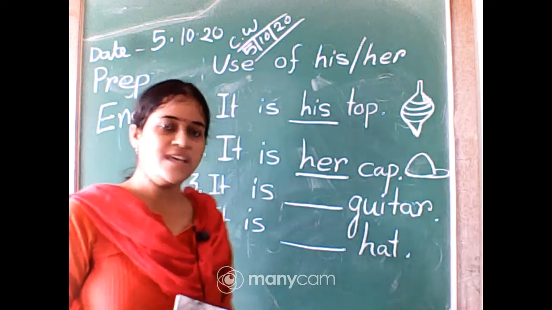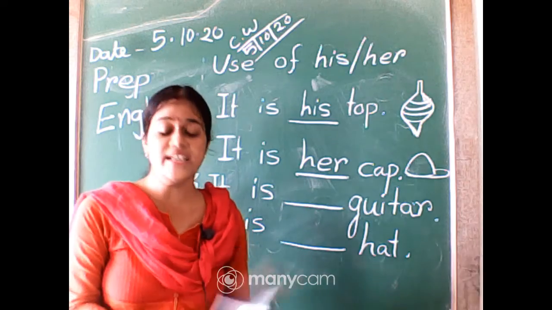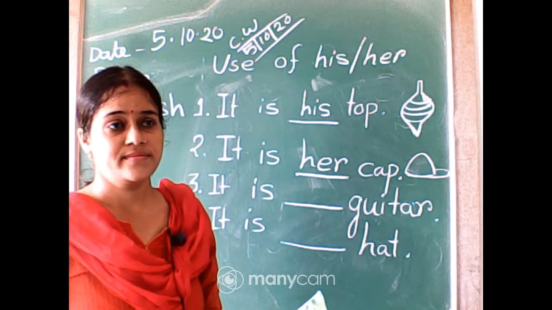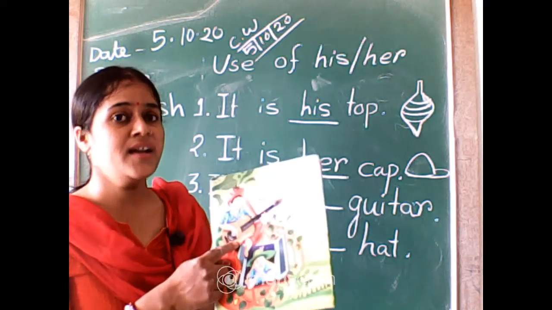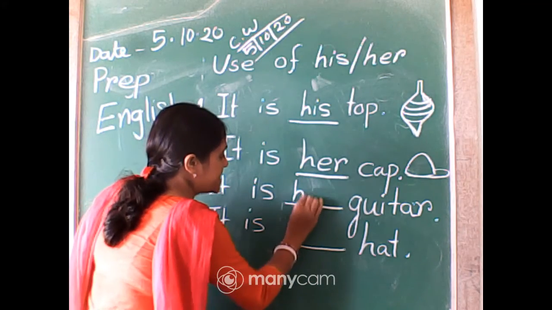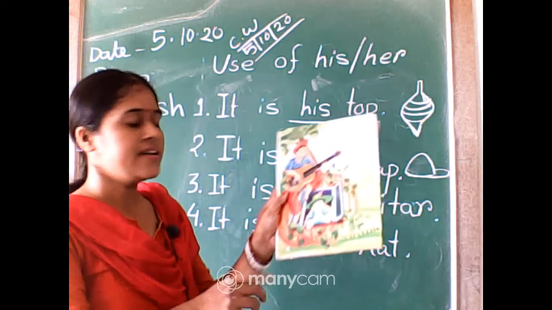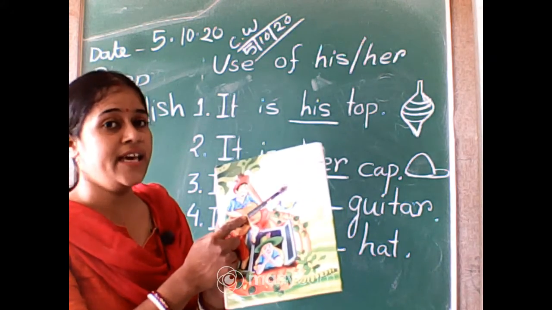Okay, now you can see me. Now you write down the answer. It is his guitar or her guitar. Peter, it is his guitar. The answer will be his. It is his guitar. Okay? It is his guitar.